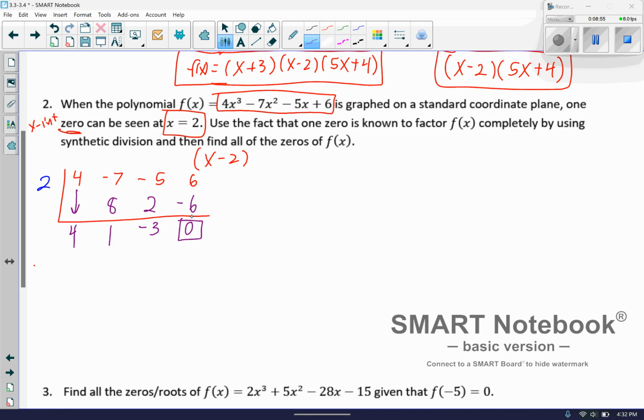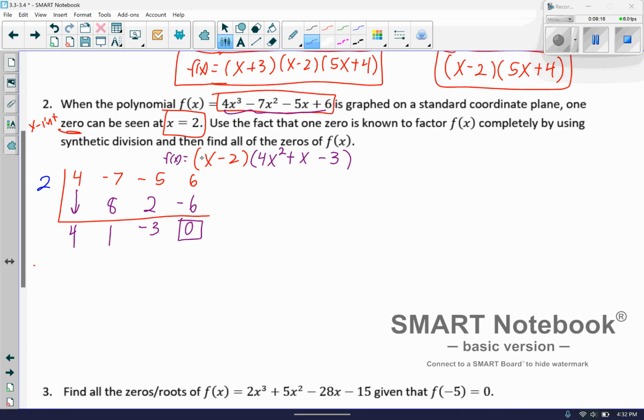So now what we've done is we've taken this and we've factored it into x minus 2. And then the other factor is made up of my quotient, which is going to be 4x squared plus x, and then minus 3. So far, that's what this is. I'll go ahead and put the function notation.